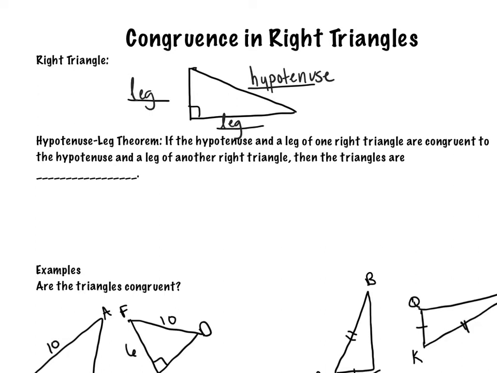So what this theorem says is that if the hypotenuse and a leg of one right triangle are congruent to the hypotenuse and a leg in a second right triangle, the triangles are congruent. So I need to look for two things, well, three kind of. I need to make sure I have right triangles, then look at the hypotenuse and the legs and see if I have congruent sides.